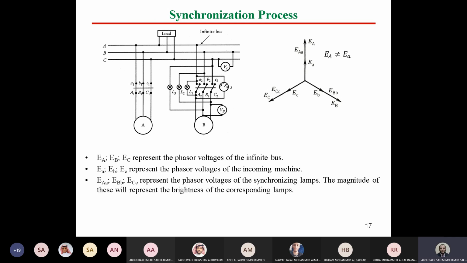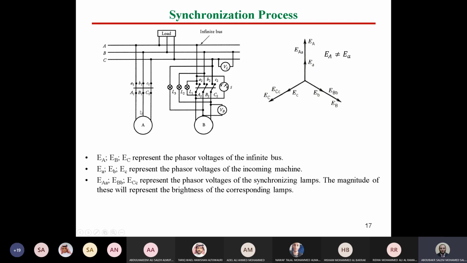This is our experiment, how we can make the synchronization. As you can see, we have a grid which is represented by generator A here, and we can call it an infinite bus. Infinite bus means fixed or rigid voltage. Voltage is constant and frequency is constant as well, cannot be changed. And now we need to connect this generator B in parallel to the grid, or in parallel to generator A.